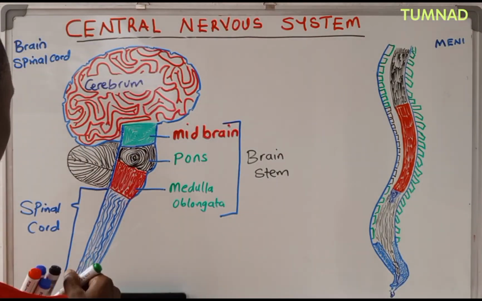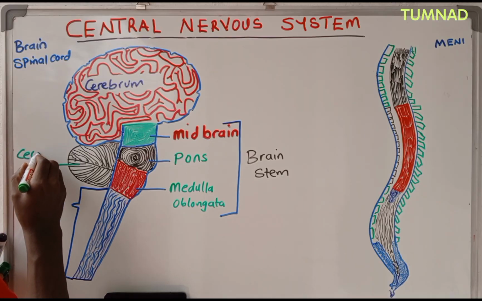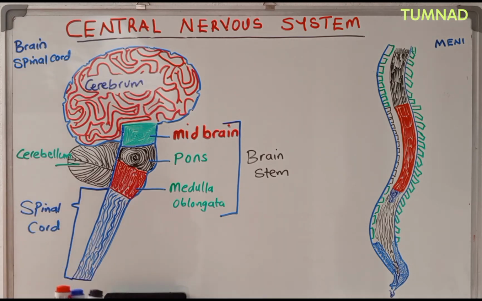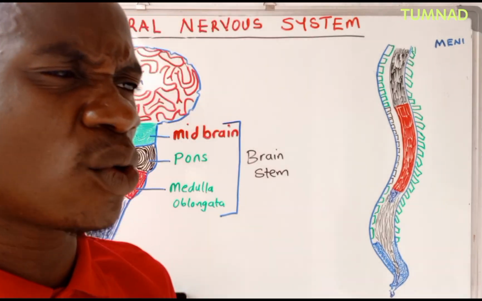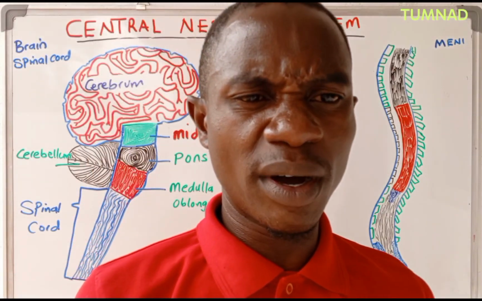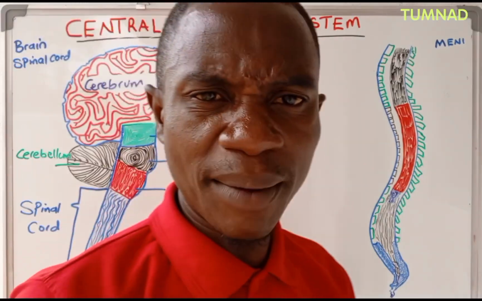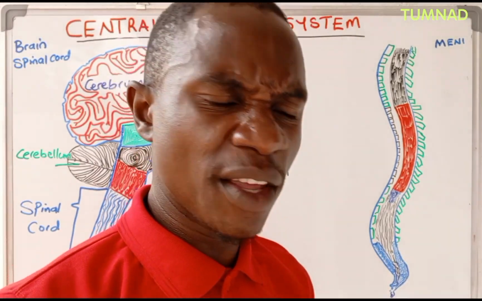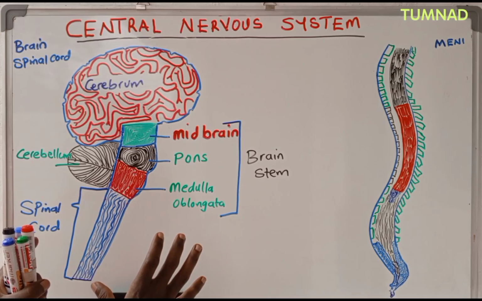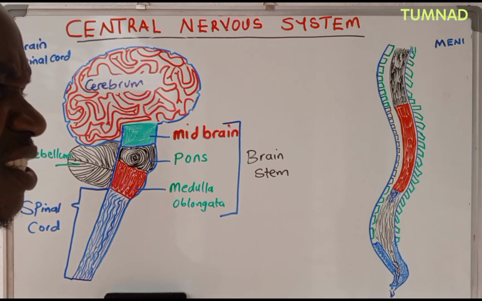This structure here is what we call the cerebellum, and of course this cerebellum is going to be responsible for most of the balance and the posture of the human body. So if someone gets damage to the cerebellum, you're going to have problems with balance. Now these are some of the anatomical illustrations of the structures that make up the central nervous system.